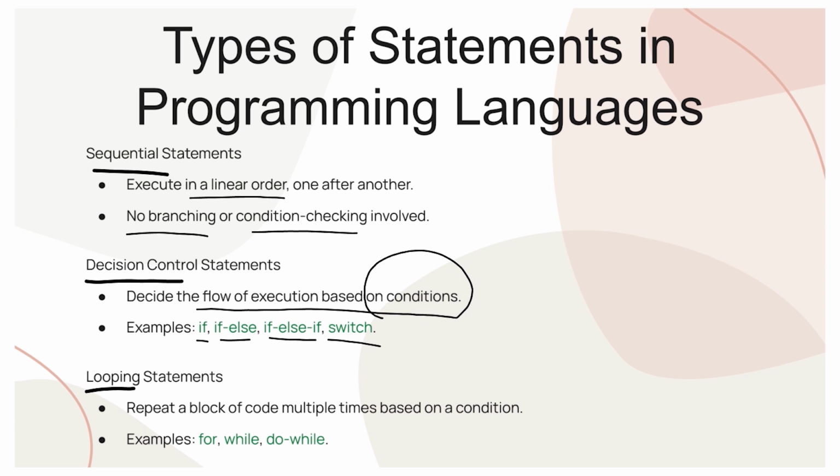And looping statements is the third type of statements in programming language, which says that a block of code can be repeated multiple number of times based again on the condition. So if the condition is evaluated to true, it repeats the block of code. Otherwise, it jumps out. Some types of looping statements are for, while, and do while. Let us focus on decision control statements in this chapter.